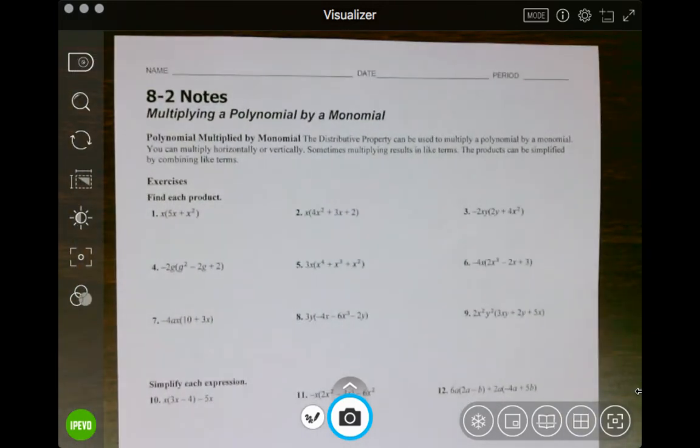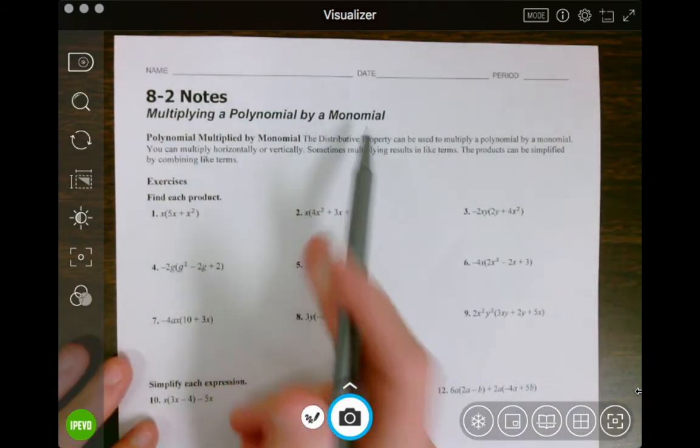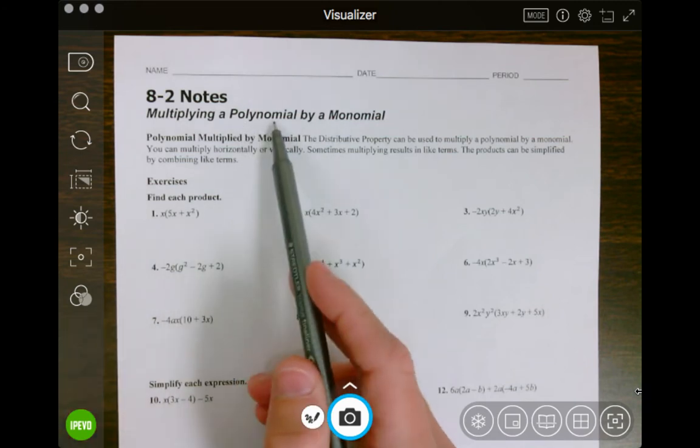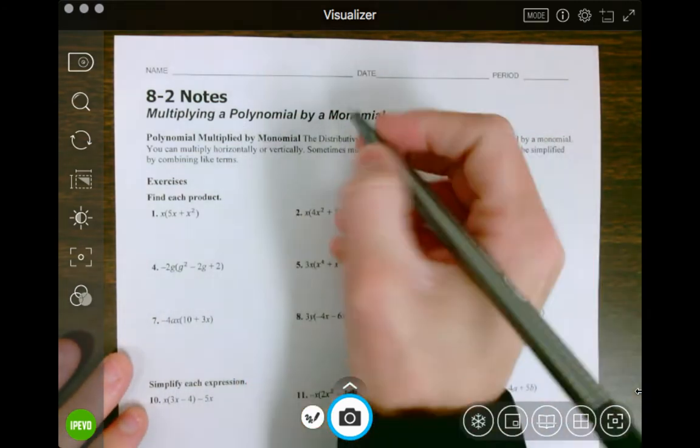Honestly, we have done just about all of it, so I'm not gonna go through everything, but I'll try to put all the answers down. We're just working on multiplying a polynomial by a monomial. So a polynomial could be one term, two term, three term, however many. Monomial would only be one term.